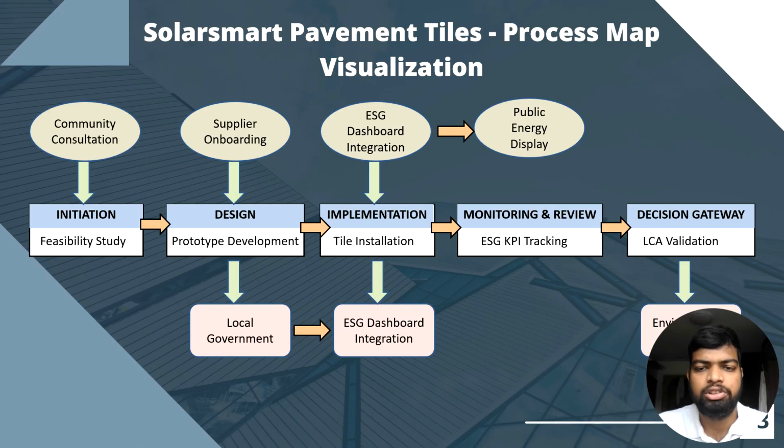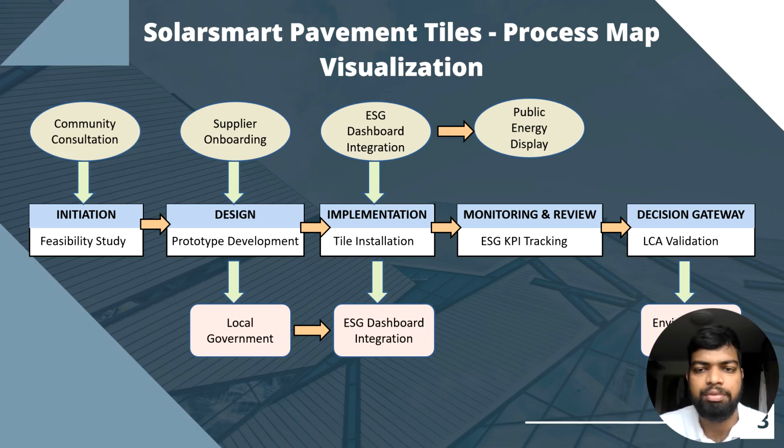This is the process map visualization. The overview of the process map provides a sequential flow from project initiation to monitoring and review. It begins with the initiation phase, which includes a feasibility study and stakeholder consultation. This is followed by the design phase, where prototypes are developed and sustainable materials are evaluated using LCA models.